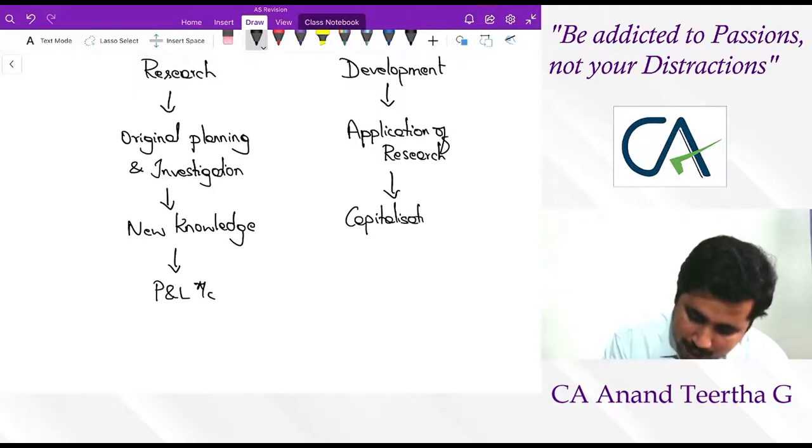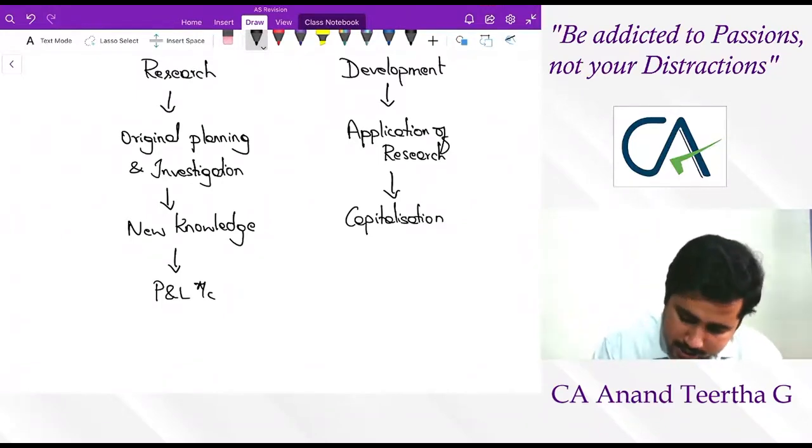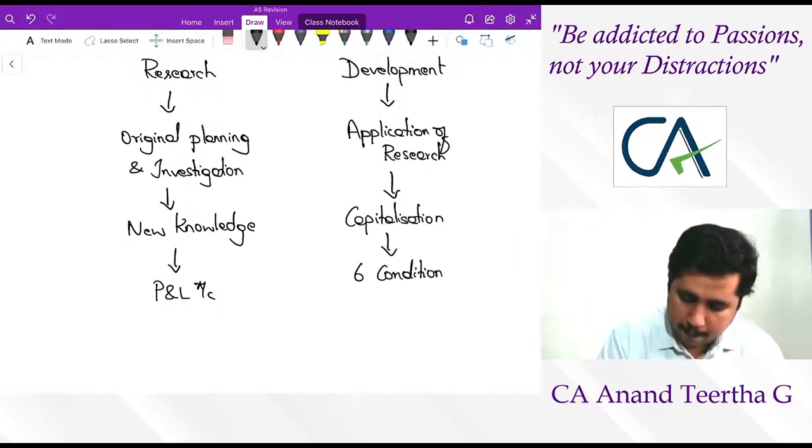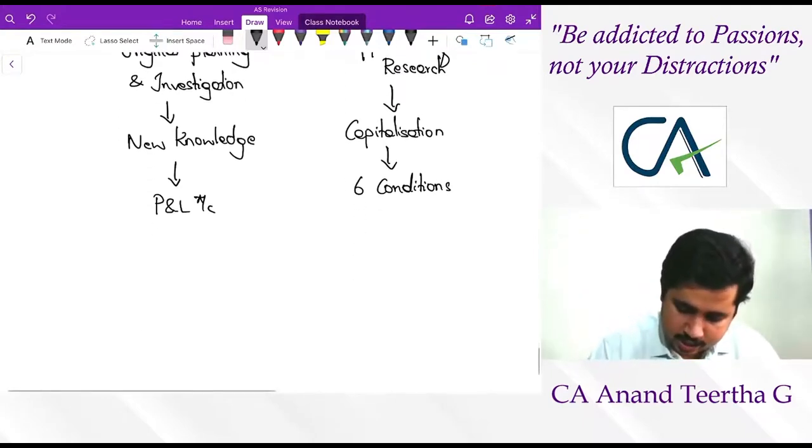So we will allow capitalization under development phase provided 6 conditions are satisfied. Okay, first research, nothing doing, always P&L. Development, you allow it to capitalize if 6 conditions are satisfied. If they are satisfied, then capitalize it. If not satisfied, transfer it to P&L again. So it's very prudent that until and unless these conditions are satisfied, never ever go with capitalizing the development cost. Other everything will go to P&L. Only these things will be covered up.